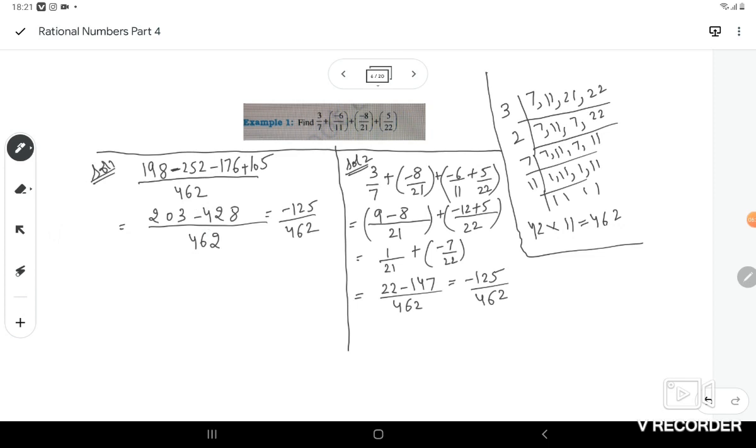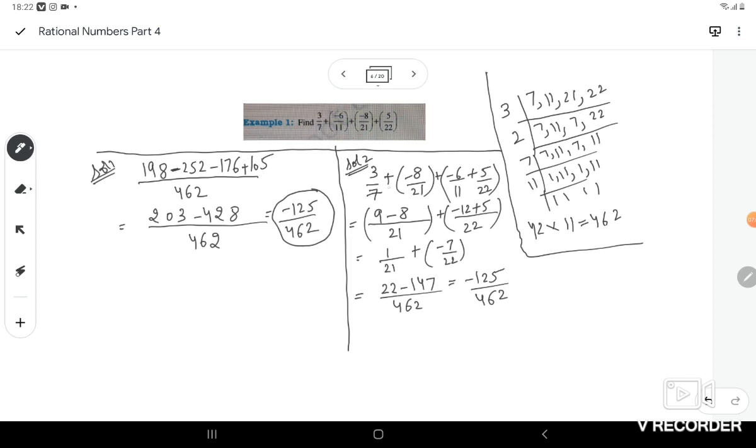Now taking the LCM and multiplying the numerator and denominator with the respective numbers, we get the sum as -125/462. Now we can use the property which we have studied, a + b = b + a, in the case of rational numbers. Using the same property, we are shifting -8/21 towards the left hand side and -6/11 towards the right hand side.